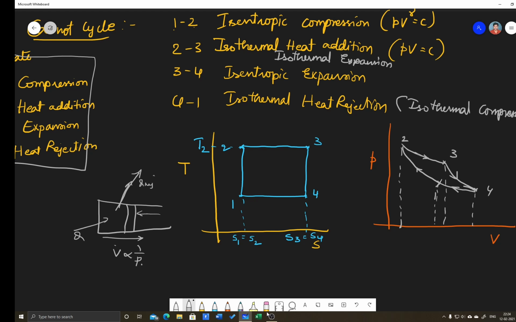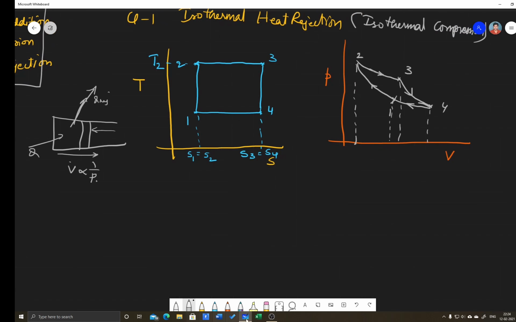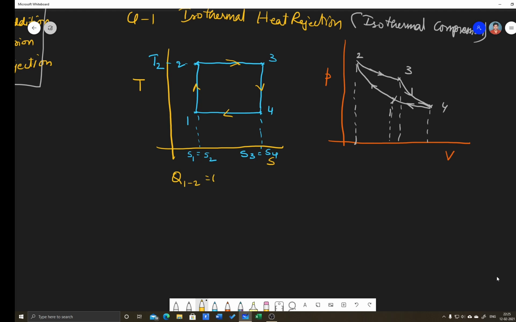Okay, this is how PV and TS diagram will come into picture. If you see this in a practical sense, generally to maintain isentropic process, during isentropic compression or expansion, there will be no heat transfer. That means here Q 1 to 2 equal to 0 and Q 3 to 4 is equal to 0.